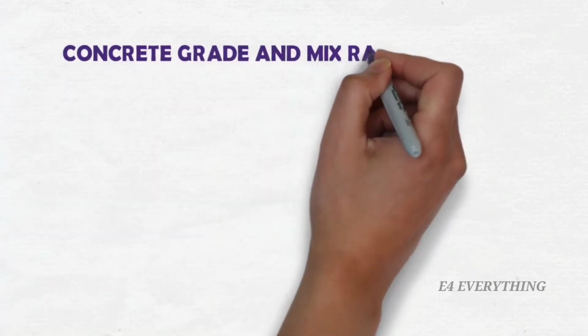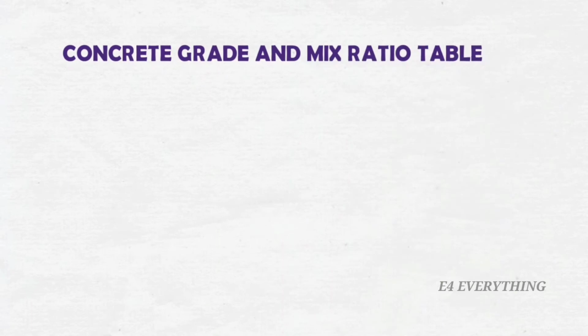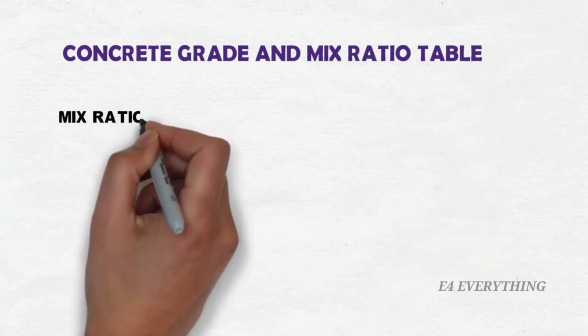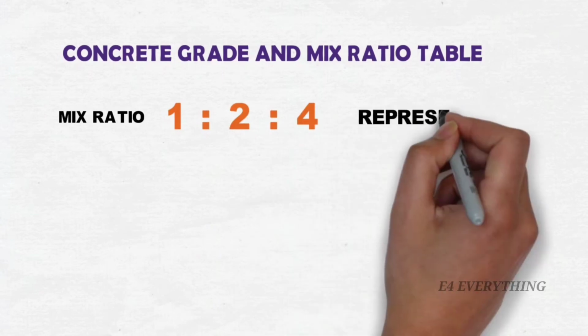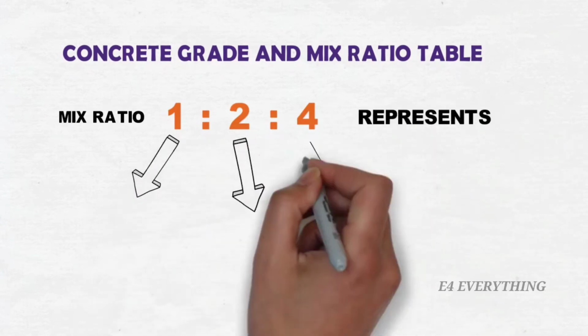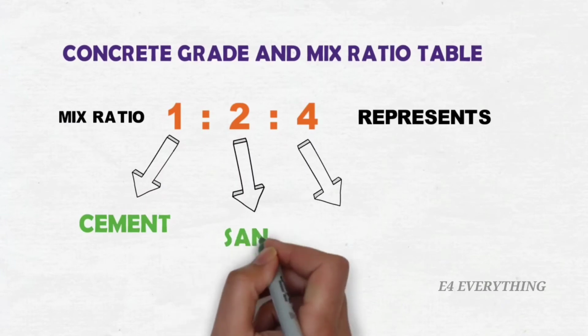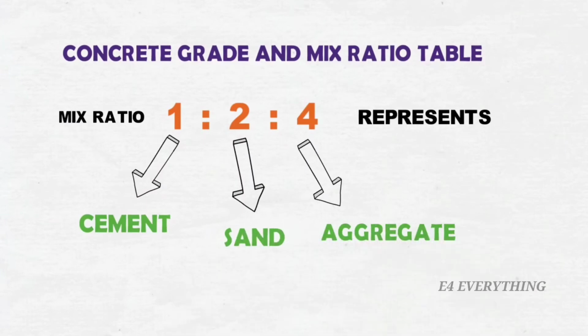Concrete grade and mix ratio table. Before going to mix ratio table, let's look on what a mix ratio represents. Consider the mix ratio 1:2:4. This represents 1 part cement, 2 part sand, and 4 part aggregate. Which means for 1 part cement it requires 2 part sand and 4 part aggregate.